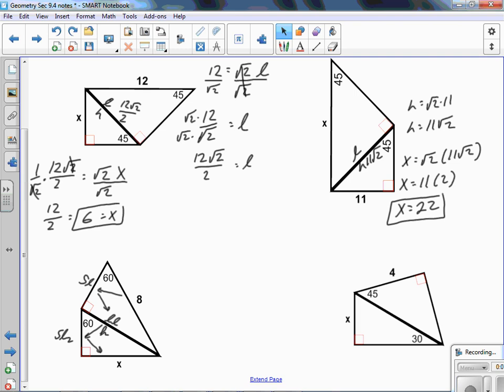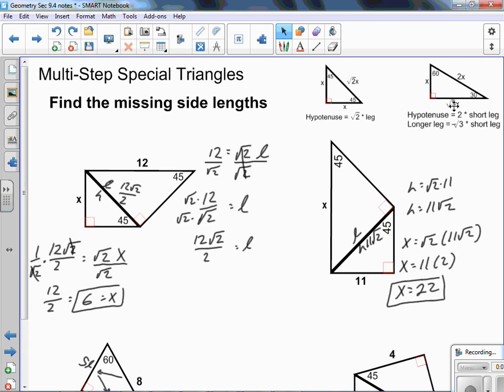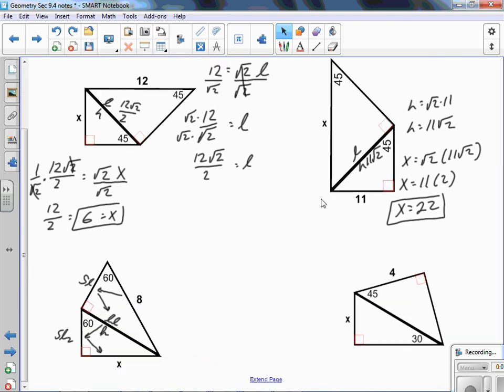So we know that the relationship on a 30-60-90, if we follow this, is that the hypotenuse is 2 times the short leg, and the longer leg is square root of 3 times the short leg. So this being a hypotenuse, that 8 is going to equal 2 times the short leg. Divided by 2, you know that short leg is 4.